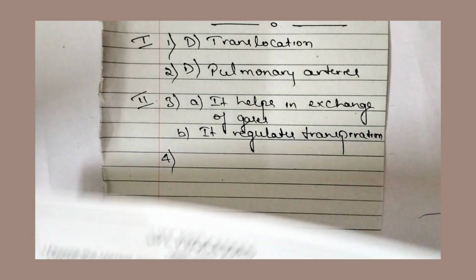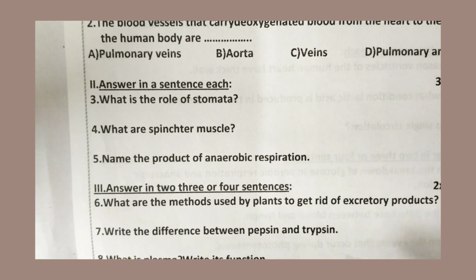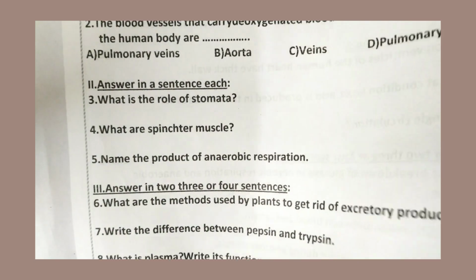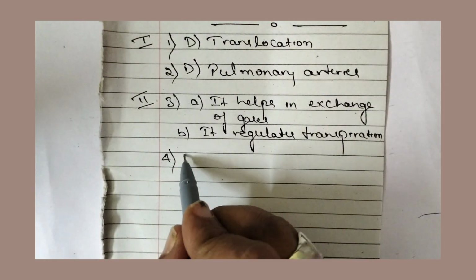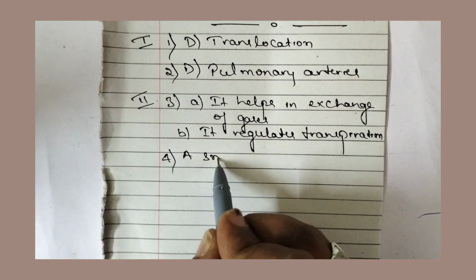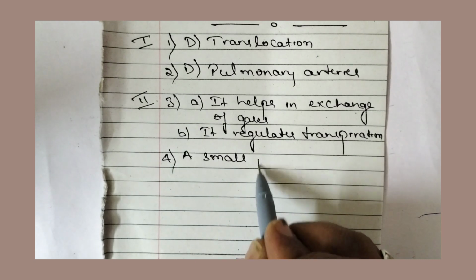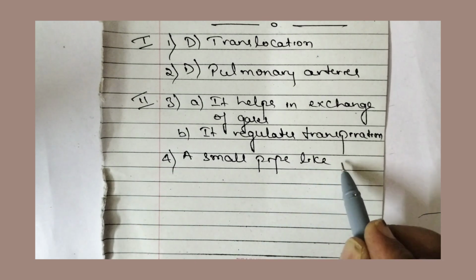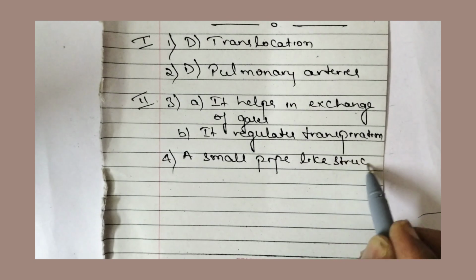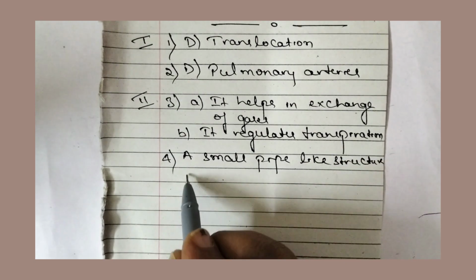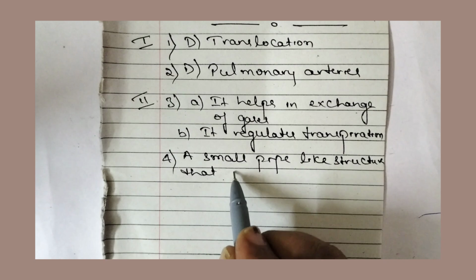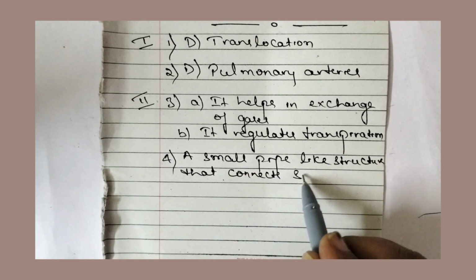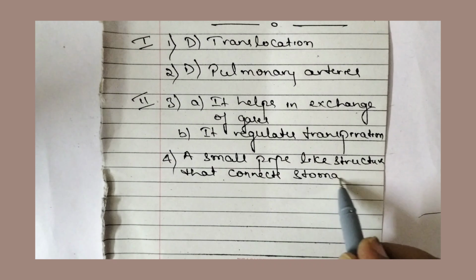Now let us move to question number 4. Question number 4 is: what are sphincter muscles? A sphincter muscle is a small pipe-like structure that connects the stomach to the small intestine.